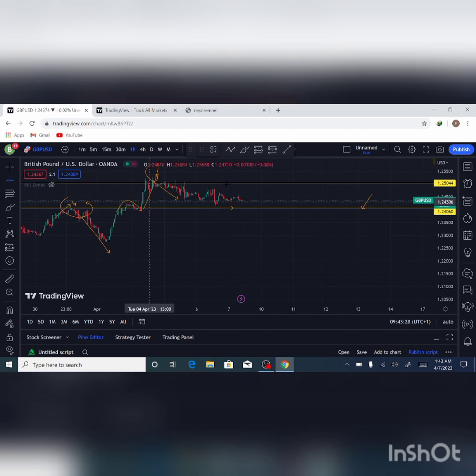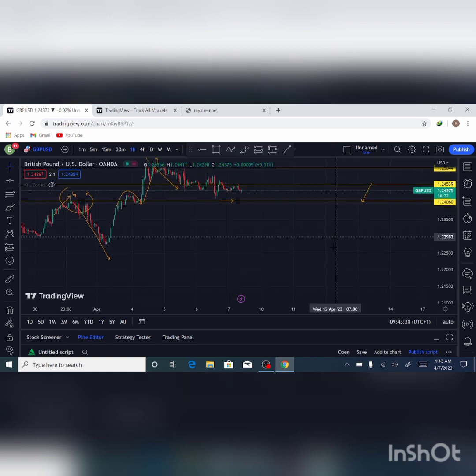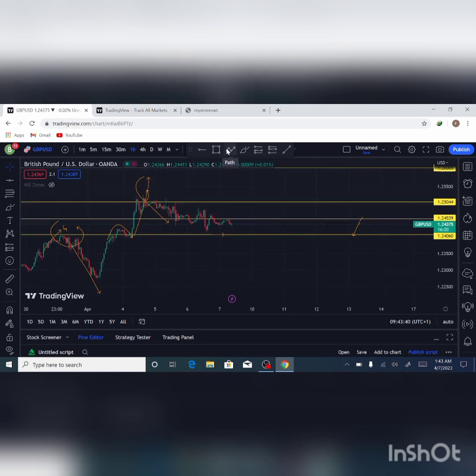This is what you should do. You mark the level and you get it. This is a sub-psychological level here, and since this is a sub-psychological level, look at what happened. The price went up, we had a break on that psychological level, went up, we tested that level, and we're expecting this move down to the next level.